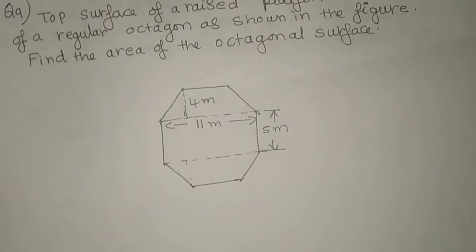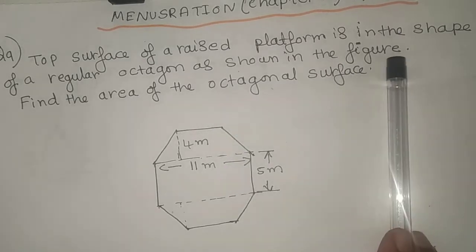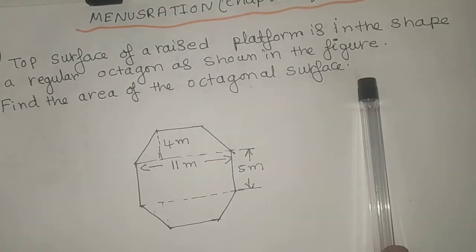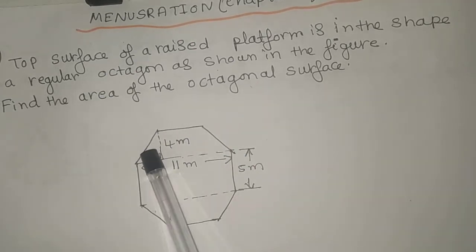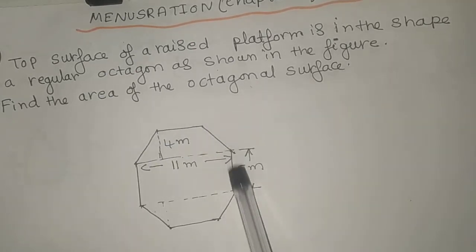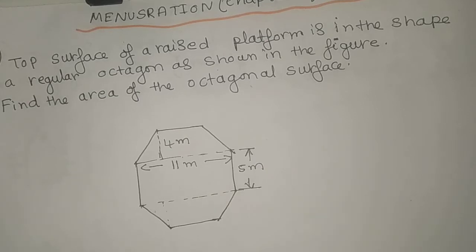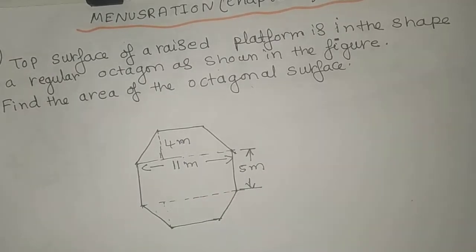We move on to the 9th one. The 9th problem is, the top of the surface of a raised platform is in the shape of a regular octagon as shown in the figure. Find the area of the octagonal surface. So here the top surface of a raised platform is in the shape of an octagon shown in the figure. Now find the area of this octagonal surface. Some data are given. This is 4, this is 11 and this is 5.